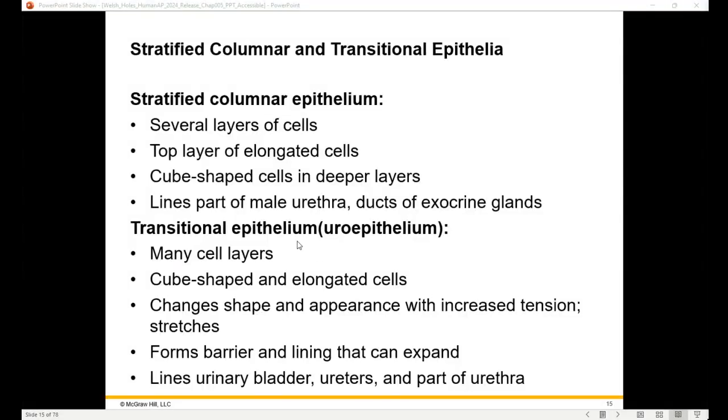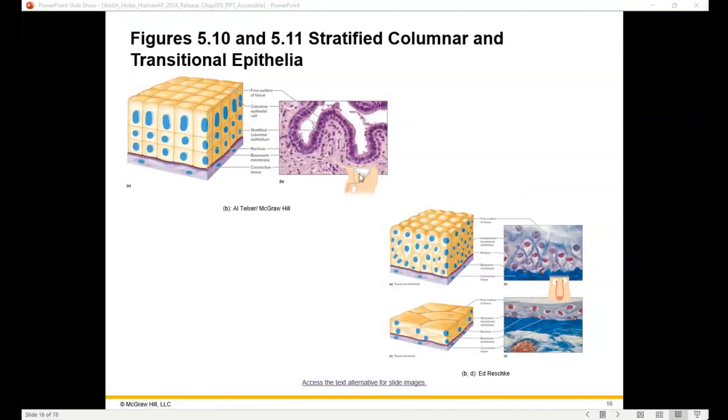And then we have transitional epithelium, also called uroepithelium. It has many cell layers. They're cube-shaped and elongated. They change shape and appearance with increased tension when they stretch. It forms a barrier and lining that can expand, and therefore you see this in the urinary bladder and the ureters in part of the urethra. Okay, on the left, you see the stratified columnar, and on the right is the transitional.